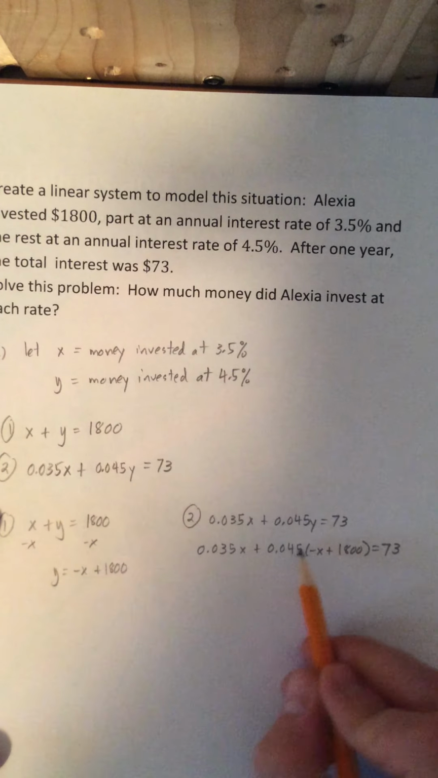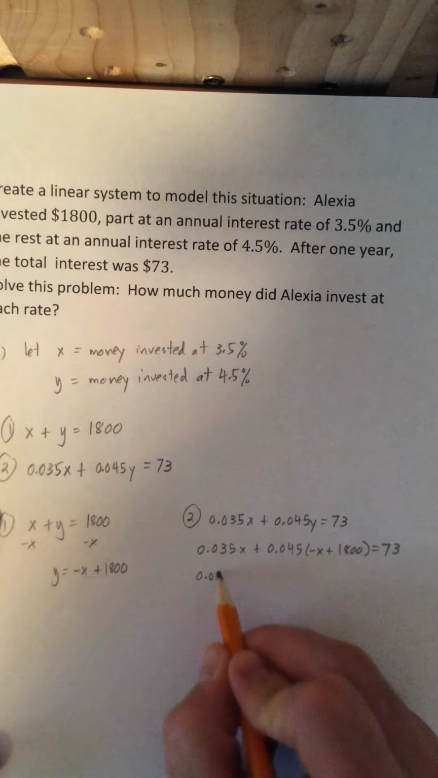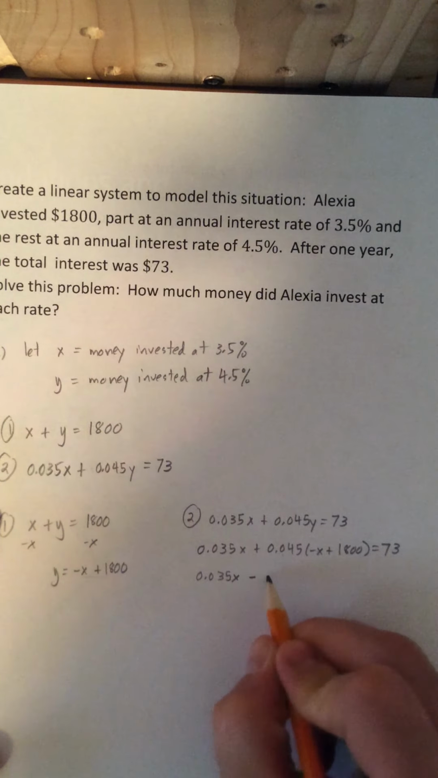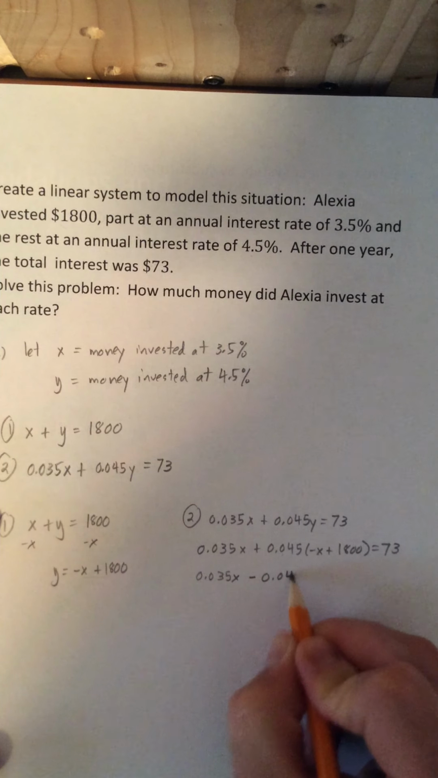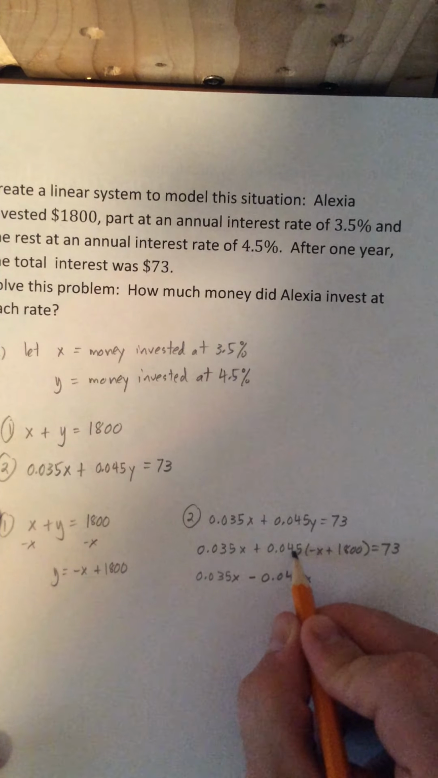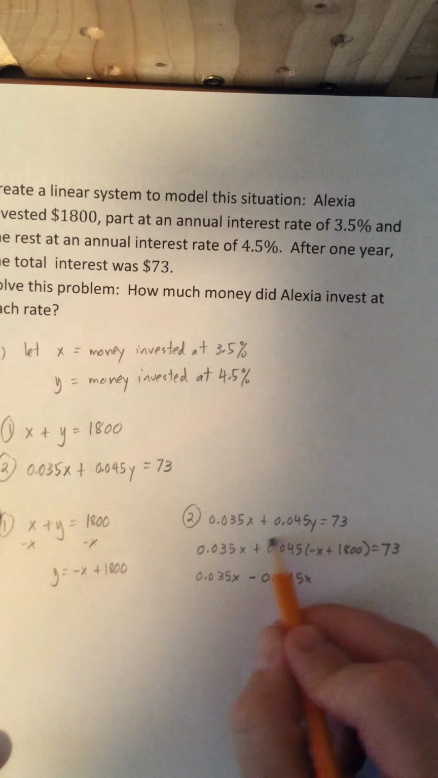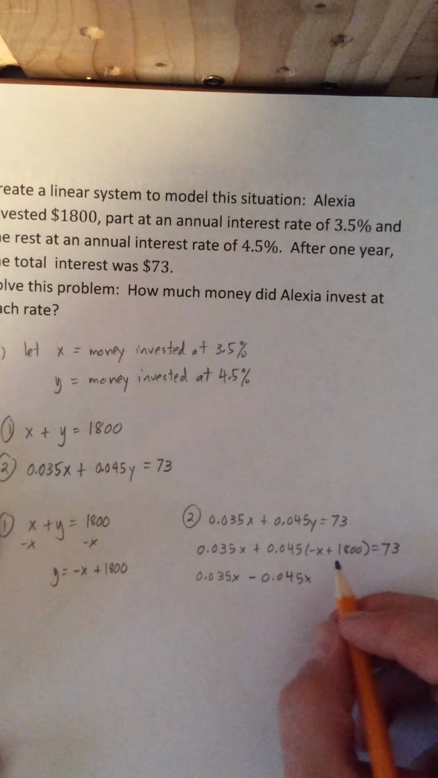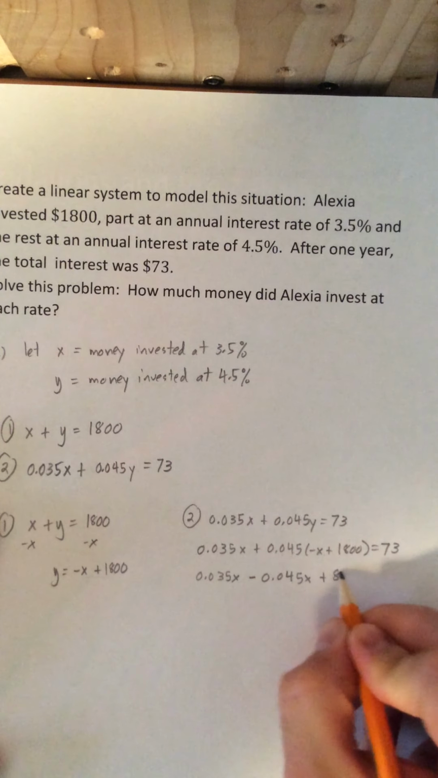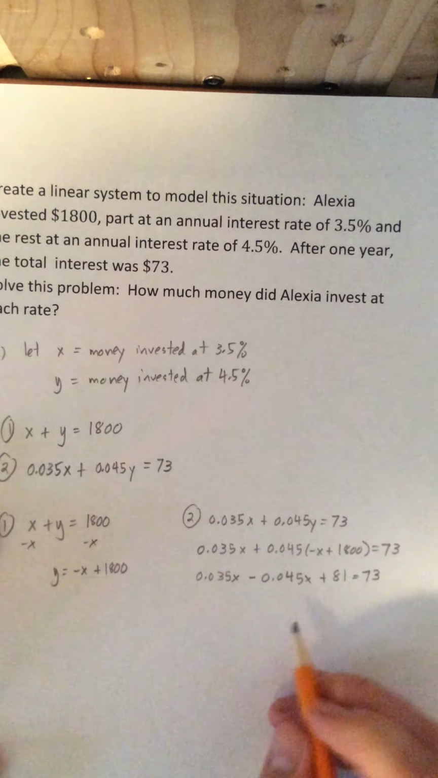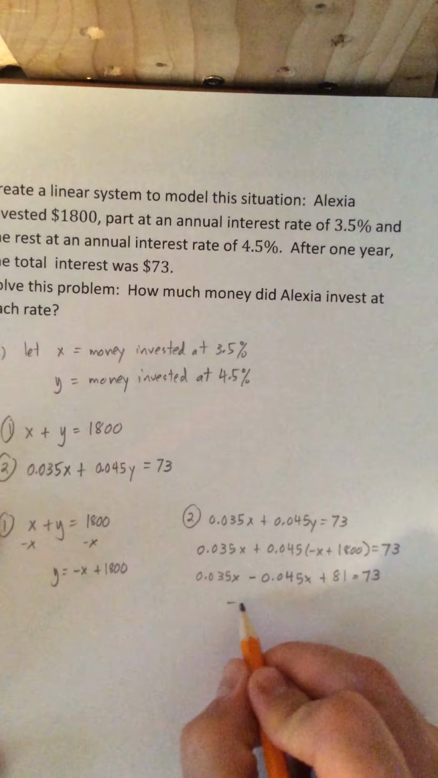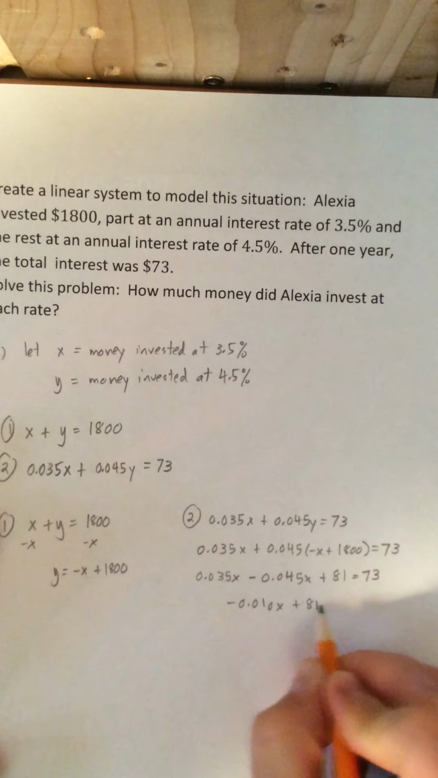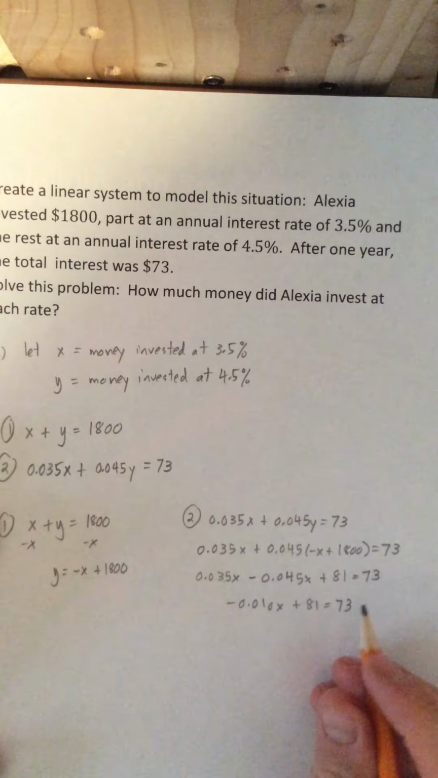Now what I'm going to do is expand this. So 0.035x is simplified. I'm going to expand this so it's subtract 0.045x. So when we multiply this with x, and then when we multiply 0.045 with 1,800, we get 81. Now when I combine these x terms, I'm going to get negative 0.010x plus 81 is equal to 73.